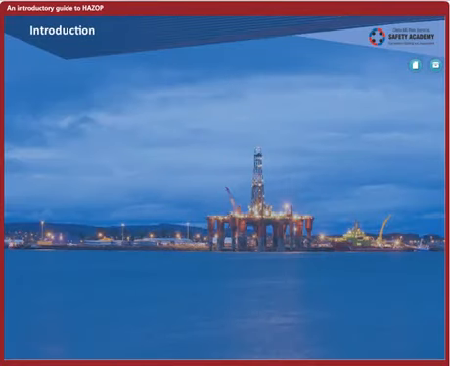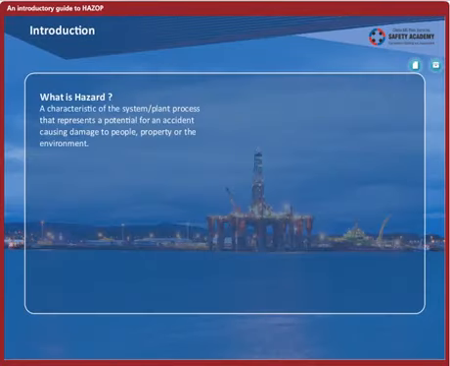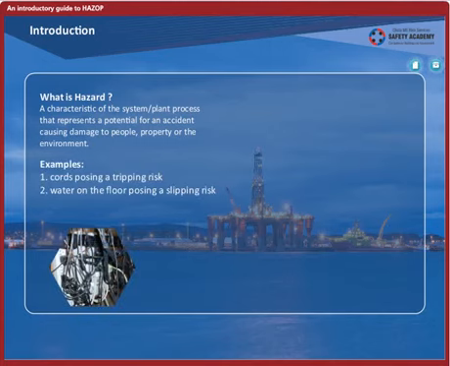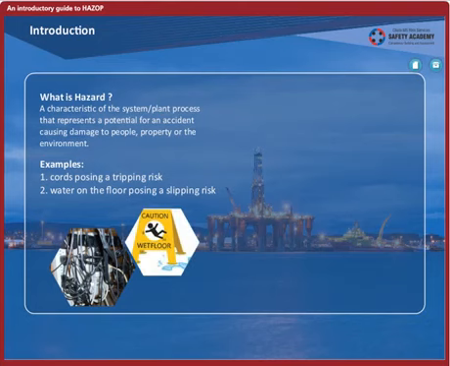Let's get started with some key definitions. What is a hazard? How is it defined? It is a characteristic of the system, plant or process that represents a potential for an accident causing damage to people, property or the environment. Cords posing a risk of tripping or water on the floor posing a slipping risk are good examples.